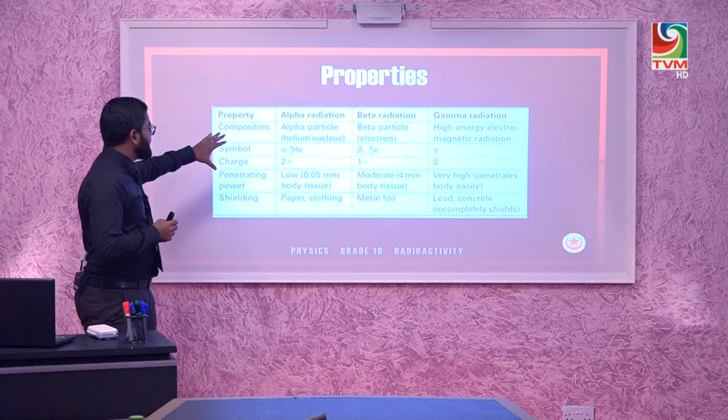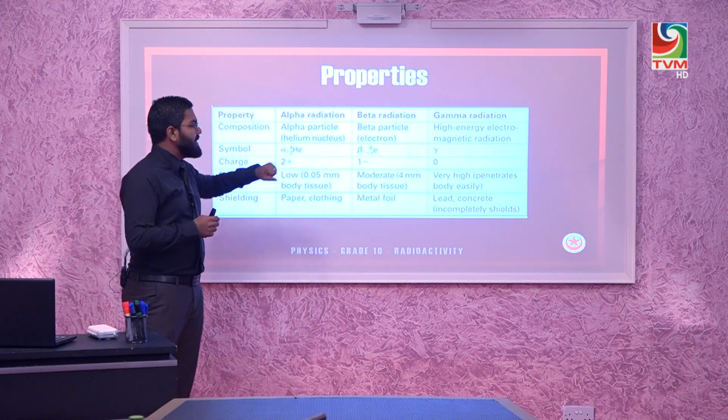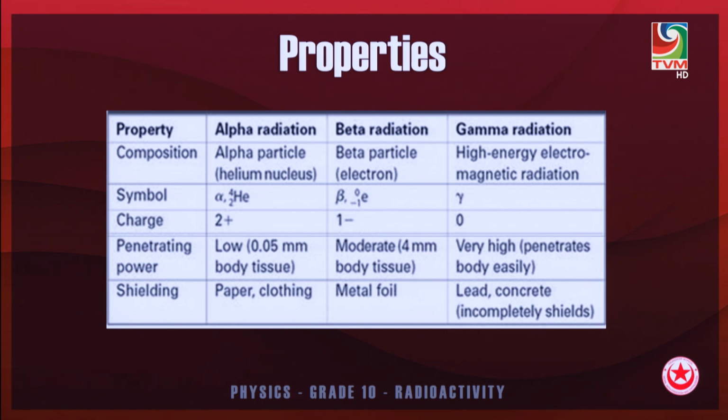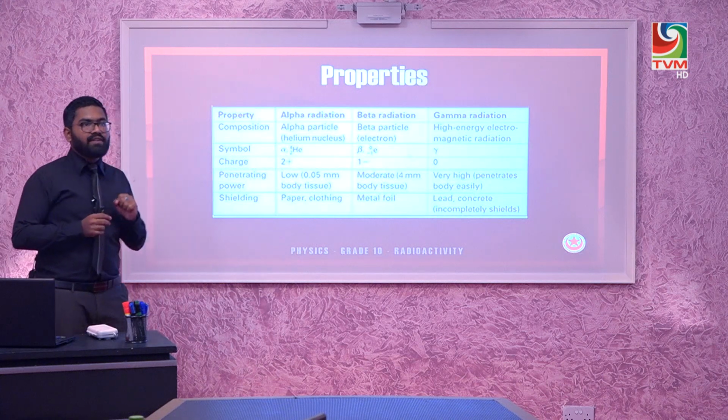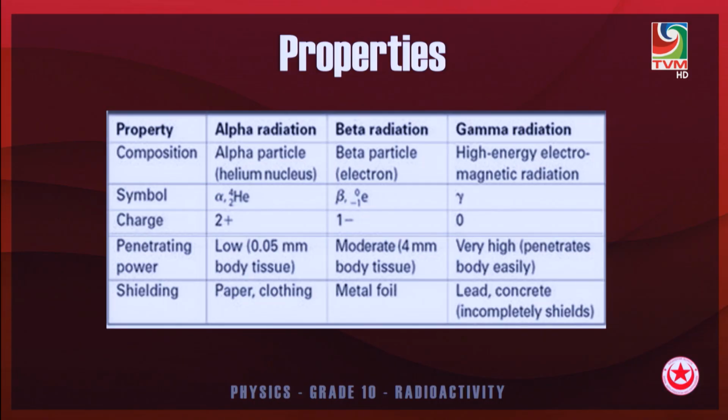For this reason, alpha and beta, which do have a charge, can be deflected inside an electric or a magnetic field, but gamma radiation does not get deflected in a magnetic or electric field because it does not have any charge. When we look into the penetrating power, alpha radiation has a very low penetrating power. It can travel only a few centimeters in air because it collides with the air particles or any other medium it travels through, and it loses its energy.